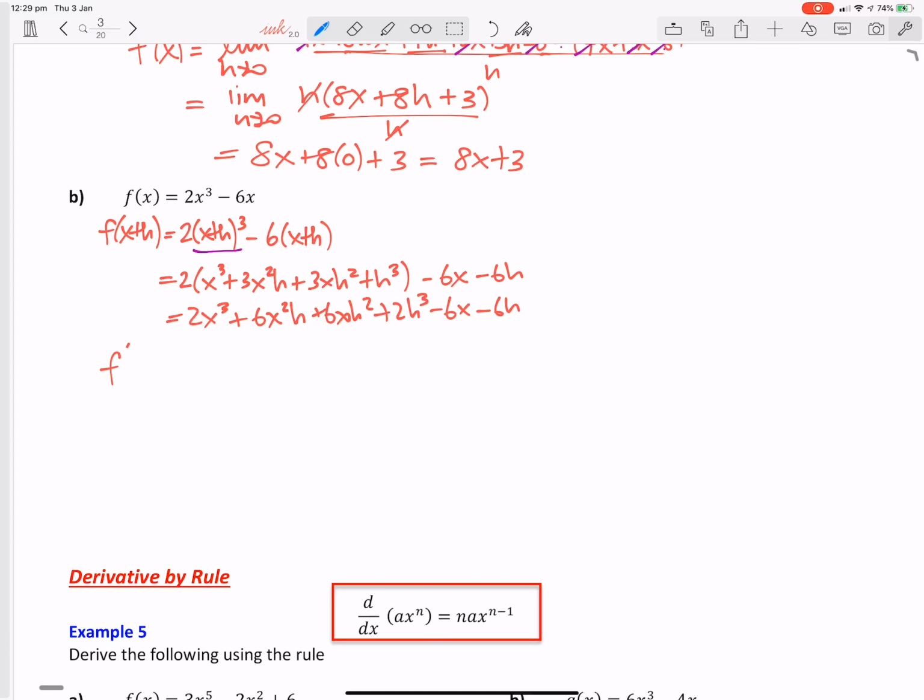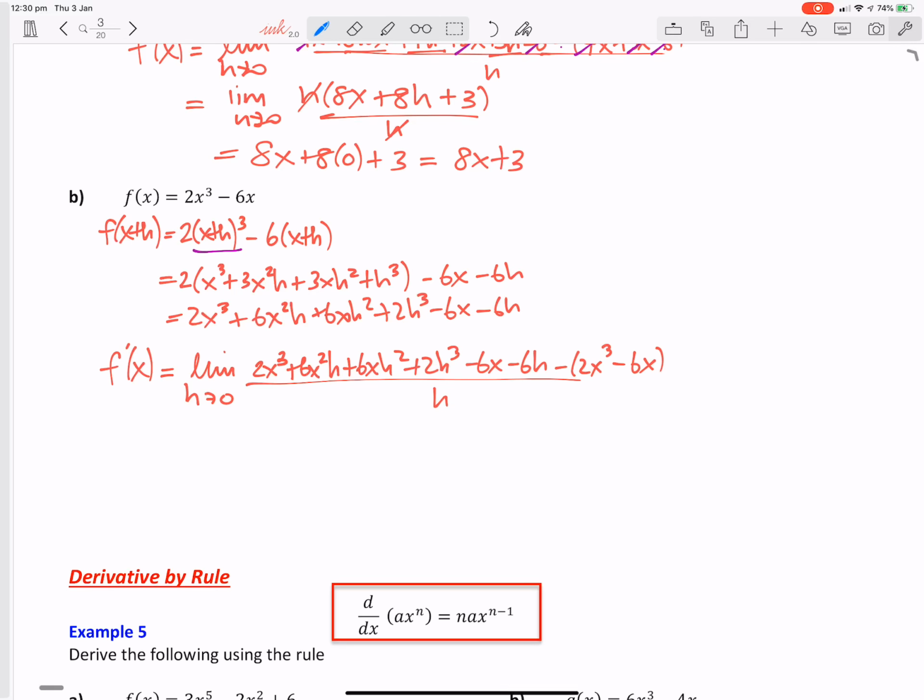We know f dash of x is the limit as h approaches 0 of 2x cubed plus 6x squared h plus 6xh squared plus 2h cubed minus 6x minus 6h minus 2x cubed minus 6x on h. 2x cubed cancel. Minus 6x plus 6x, they cancel.